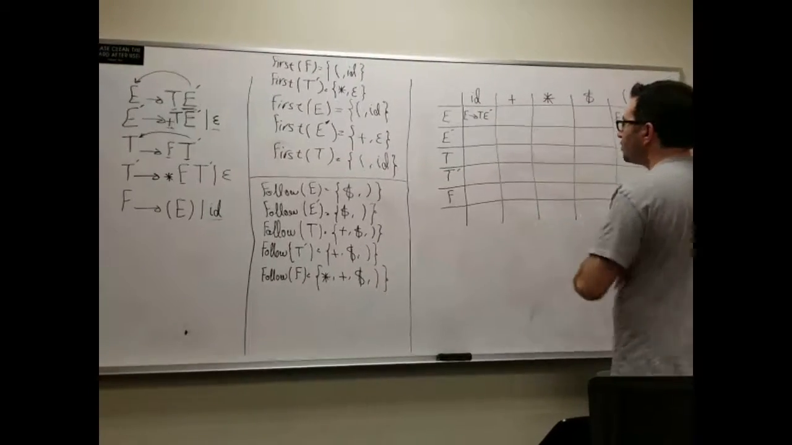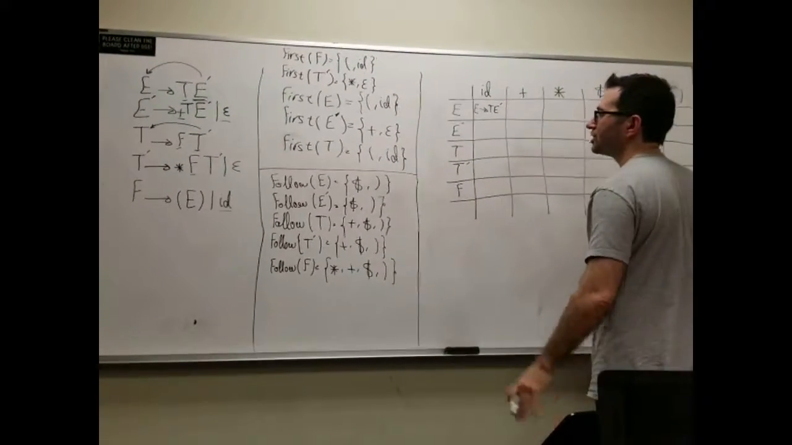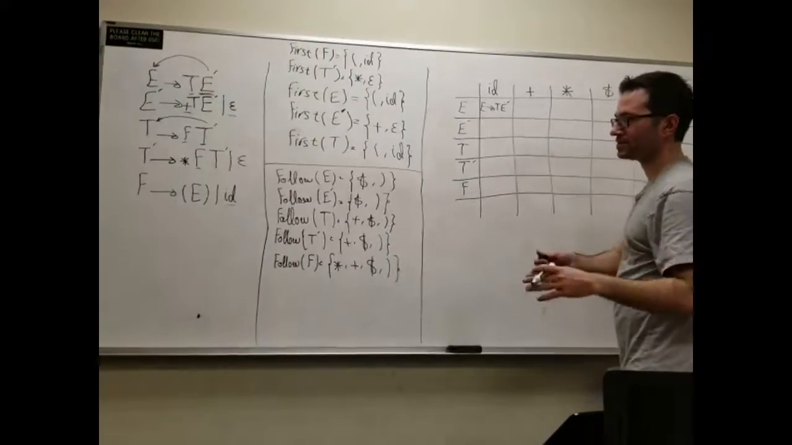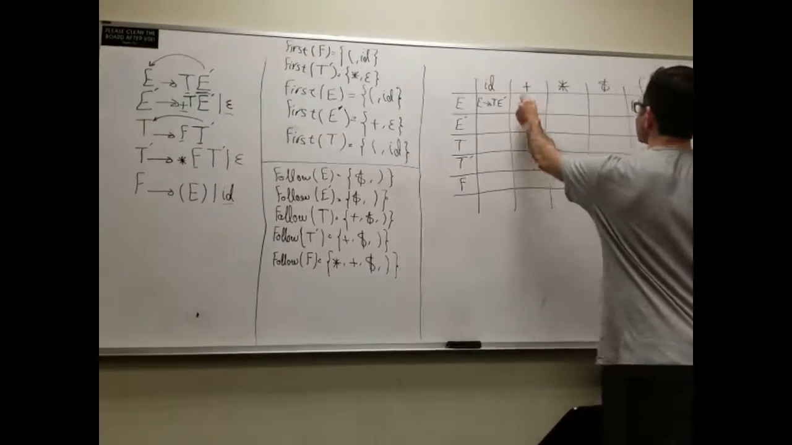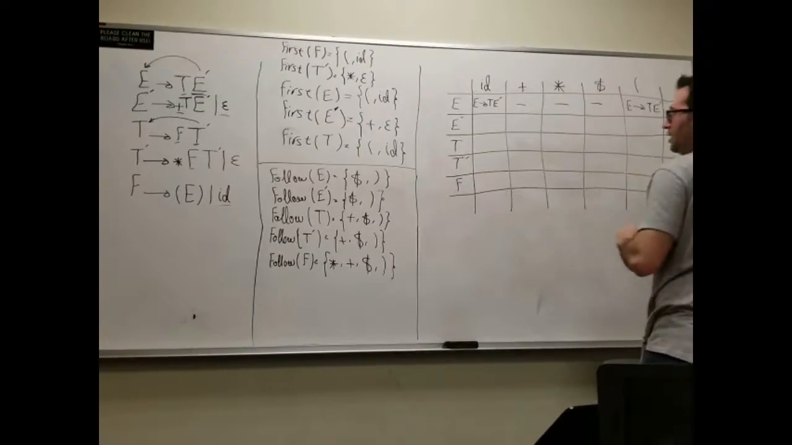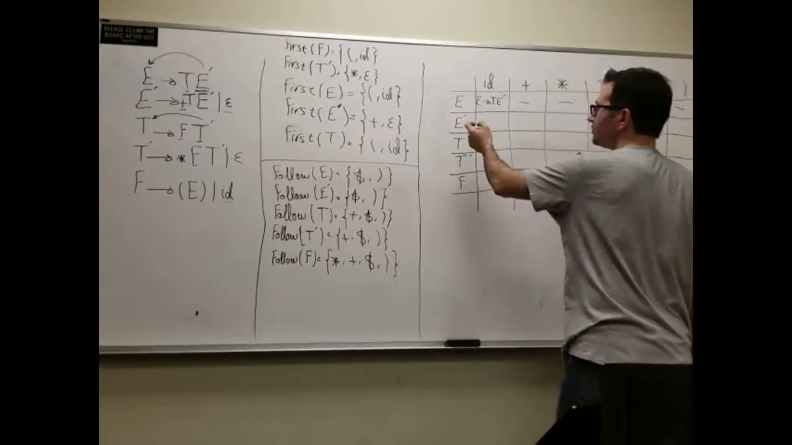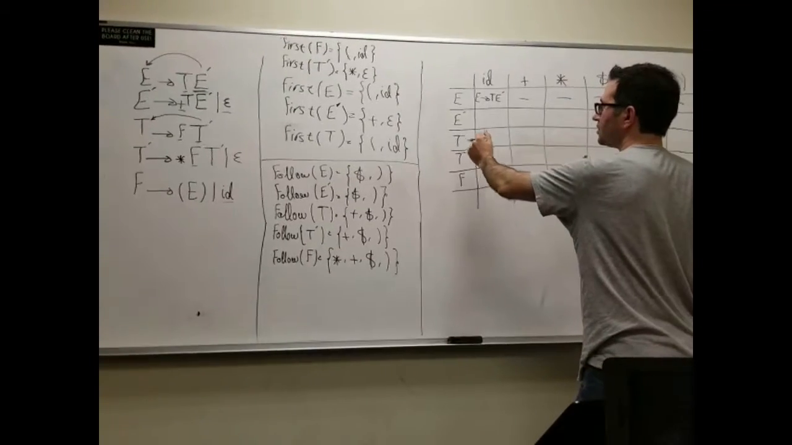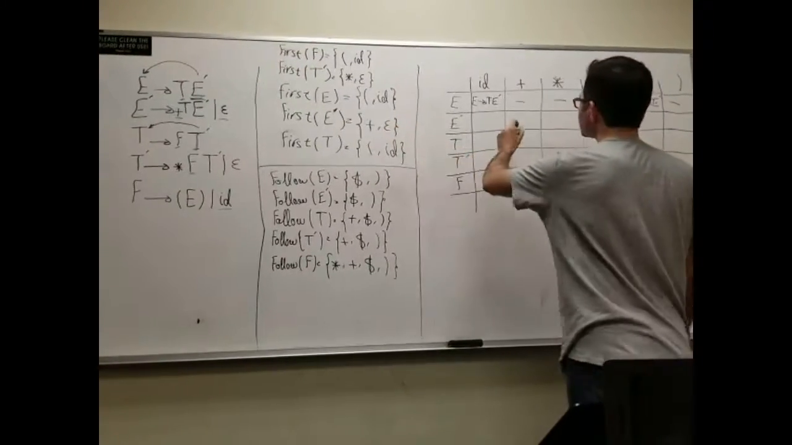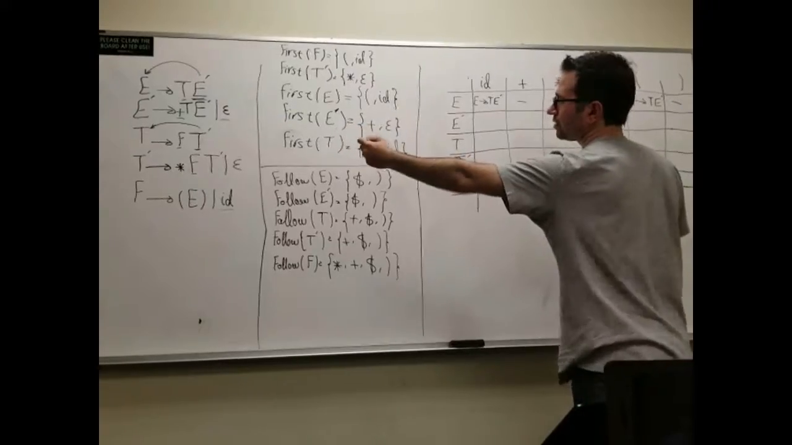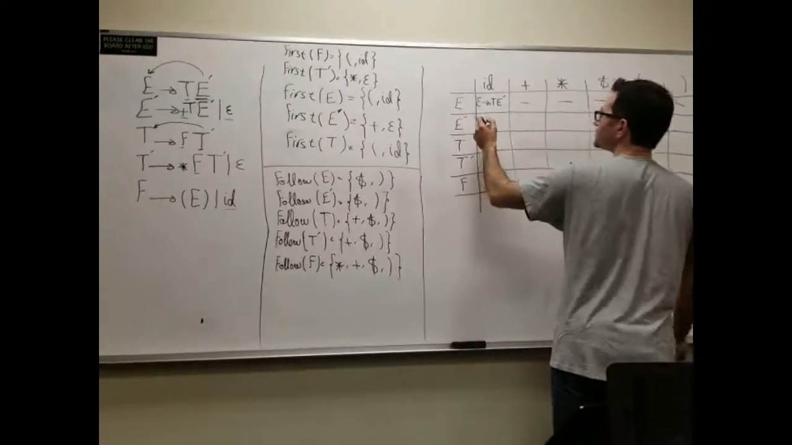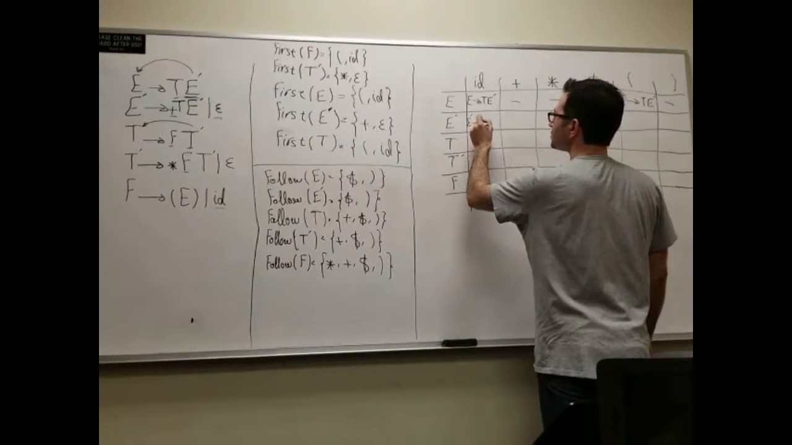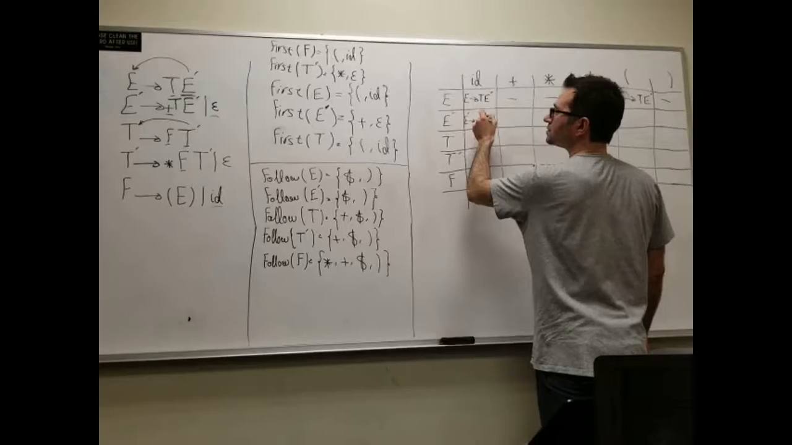Fortunately, because we have no epsilon here, we don't need to check the follow set. But be careful, if we have epsilon, we have to check the follow set also. So we put nothing here. Then we go for E prime. For E prime, we have plus, so we can go for the second rule. So E prime goes to plus T E prime.